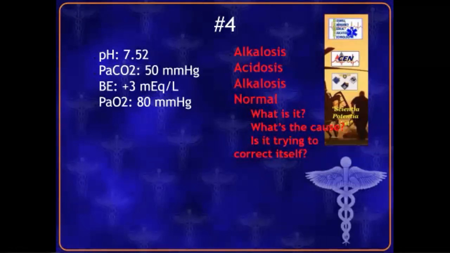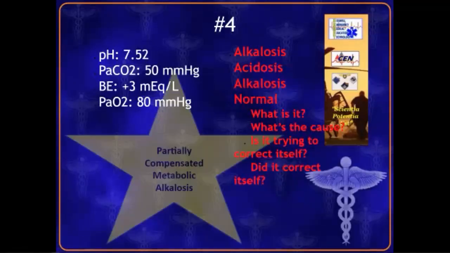Is it trying to compensate or is it trying to correct? So I have to look at the respiratory, which means the CO2 number, and I ask, is 50 normal or abnormal? 50 is abnormal. So there is some compensation happening here. Has it compensated enough? So I go back to the pH. pH is still out of range. So this is not fully compensated. This is a partially compensated metabolic alkalosis.